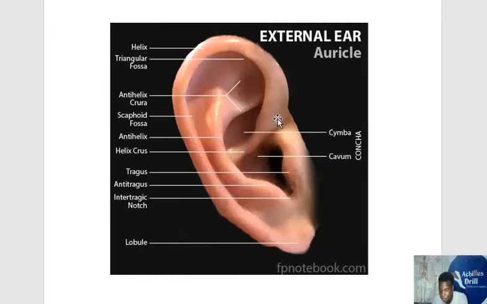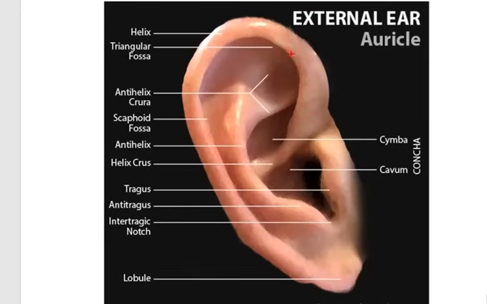So here is a textbook picture showing the various parts of the external ear. The most exterior is the helix. The helix is right there, and just internal to the helix is what we have here as the anti-helix. The anti-helix is right there.